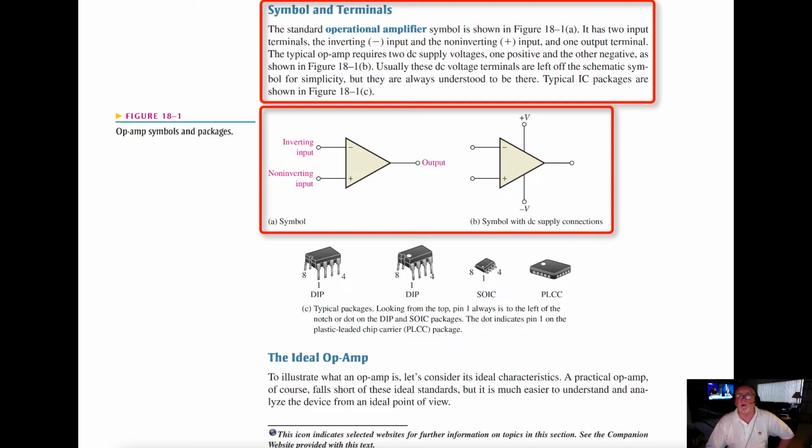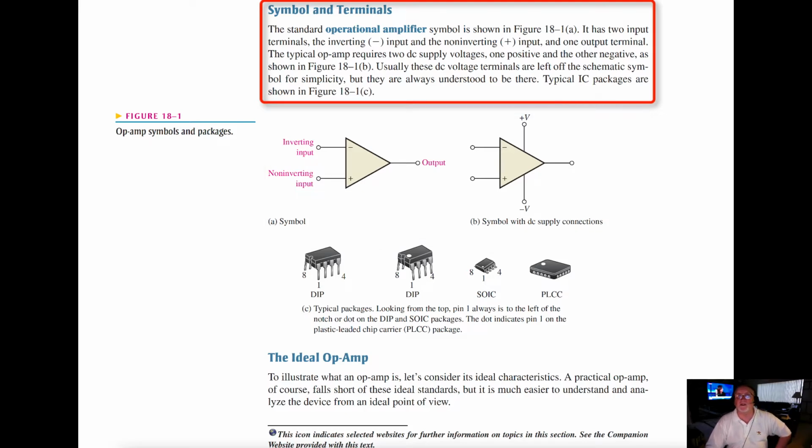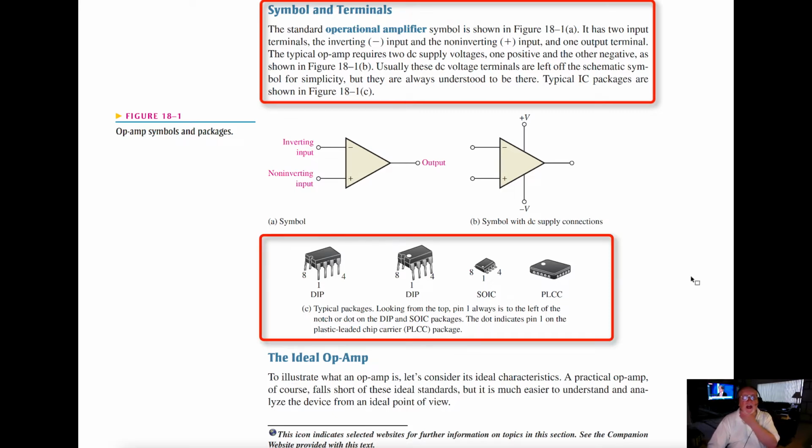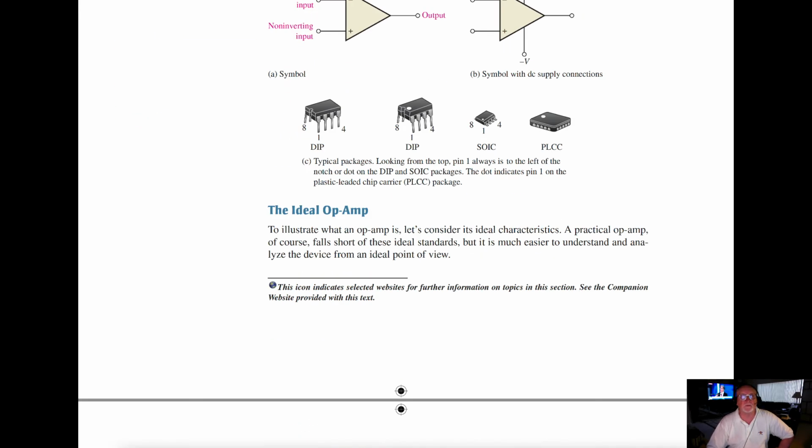The typical op amp requires two DC power supply voltages, one positive, the other negative, as shown. Usually these DC voltage terminals are left off the schematic symbol for simplicity, but they are always understood to be there. We can see below what the typical package looks like. Typical packages in C, the DIP, SOIC, and PLCC, are all package types for the operational amp. Again, you will see these when you get into the op amp class.